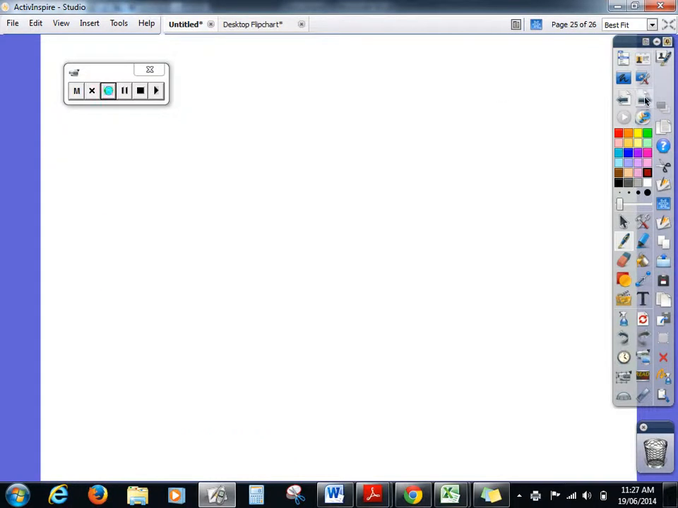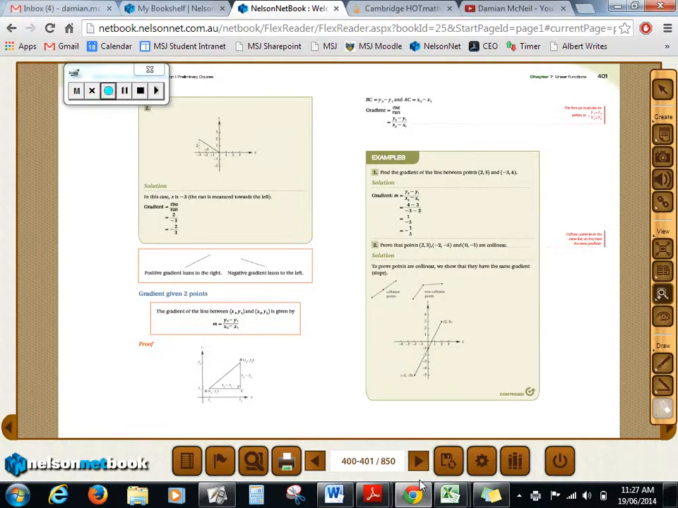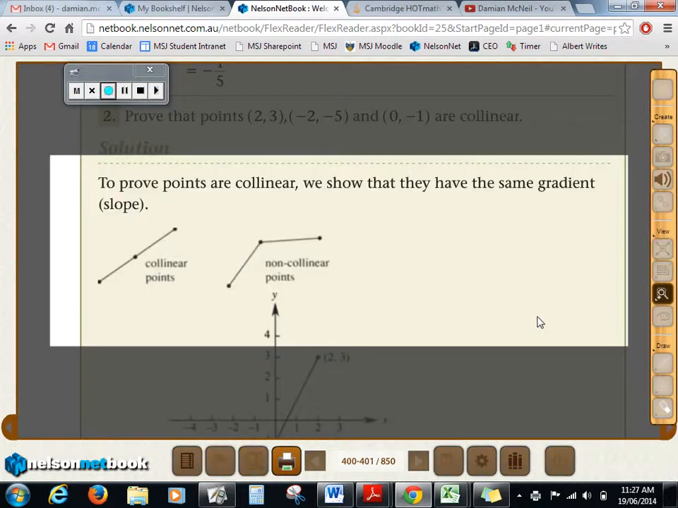But what are some of the things that you'll be asked to do with this formula? Well, the first one is simply to show that points are collinear. What does collinear mean? The definition of collinear means that they lie in a straight line. So collinear points here, over here, make a single straight line. These here make a bent line, so they are not collinear. So how do you prove collinearity? So prove that points are collinear.